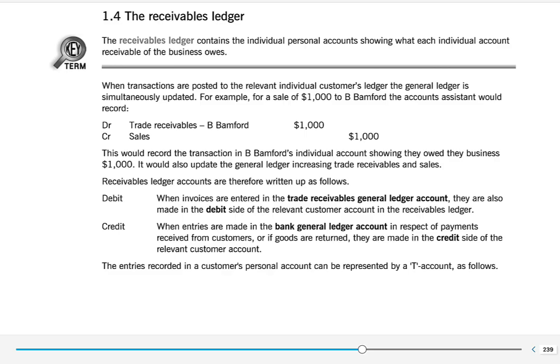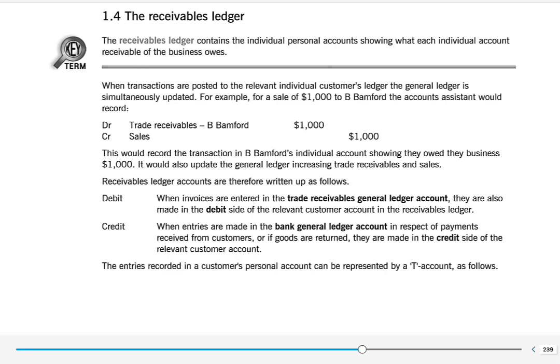All right, class, now we explain only lesson 1.4, the receivables ledger. This lesson is where the chapter becomes more mechanical and exam-friendly because it explains exactly what the receivables ledger contains and how entries in customer personal accounts connect to entries in the general ledger.